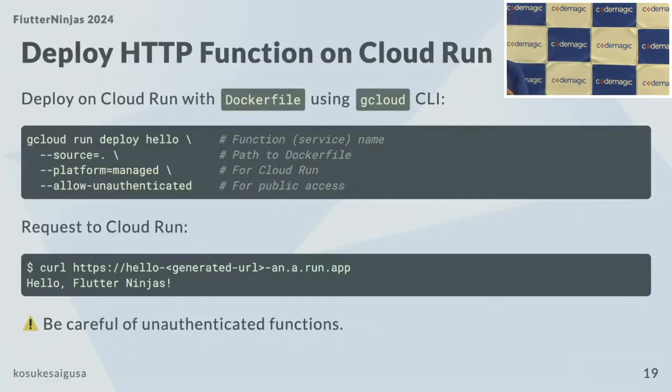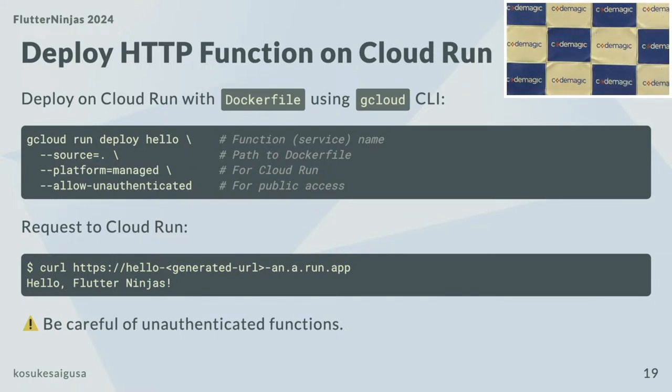So we learned how to run the Dart script locally or in a Docker file. Then we can make a request to it. So we need to learn how to deploy the HTTP function on Cloud Run. In order to deploy the functions on Cloud Run, you can use just the gcloud CLI. This is provided by Google Cloud Platform, and it's really easy to use. So you need to run just the gcloud run deploy command with some options.